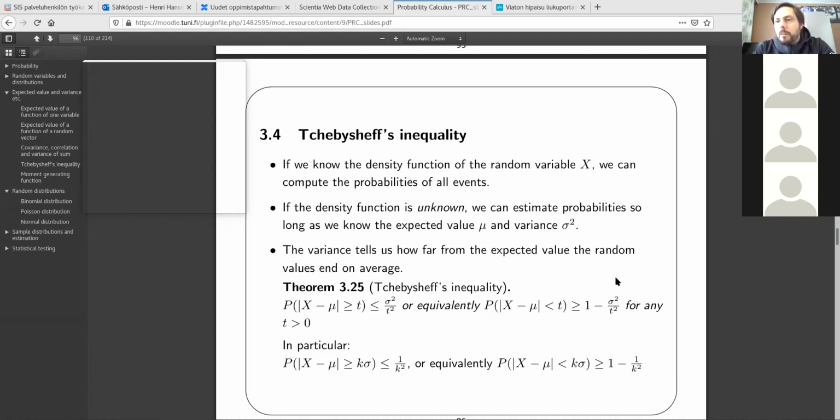So in particular, if we measure the distance from the expected value as multiples k, you can think of k as being an integer if you want, but it can be some other measure as well. If you consider them as multiples of the standard deviation from the expected value, then the probability is bounded above by the inverse square of that multiple.